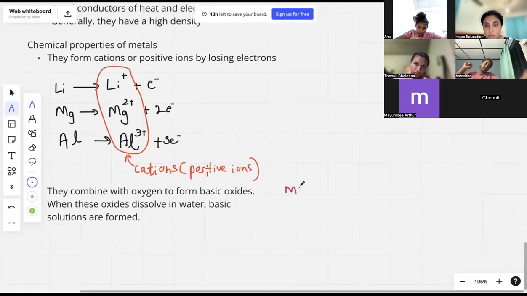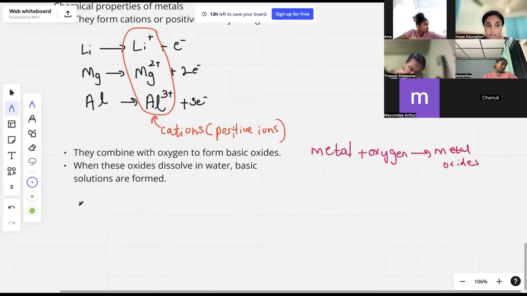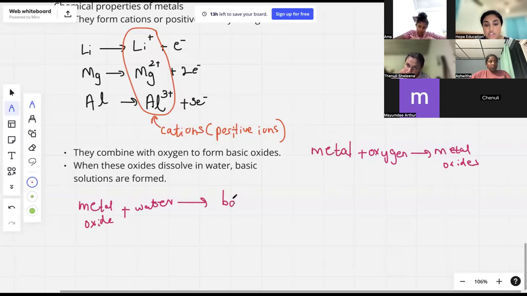Right? So metal plus oxygen forms a metal oxide, right? Forms a metal oxide. So when we dissolve this metal oxide in water, it forms a basic solution.